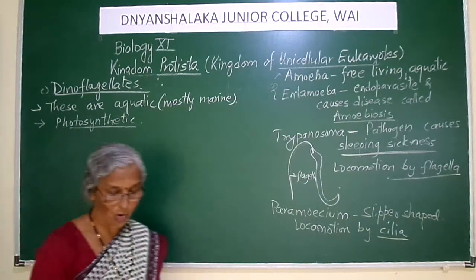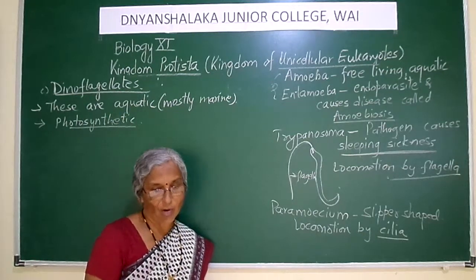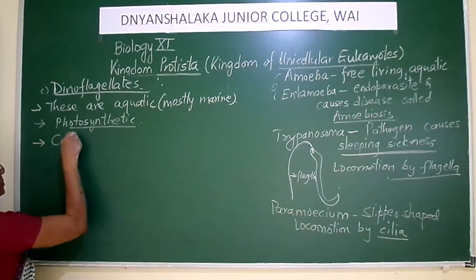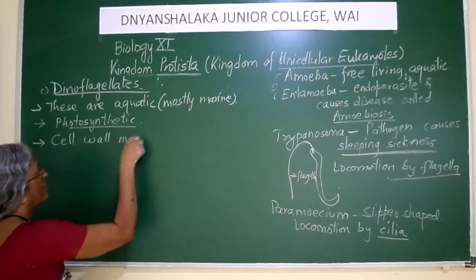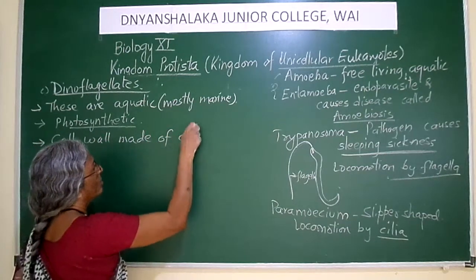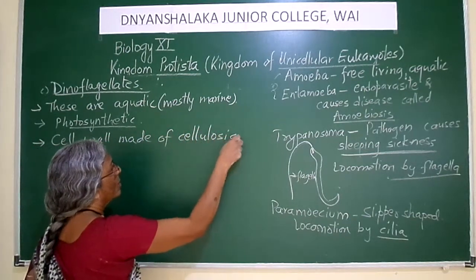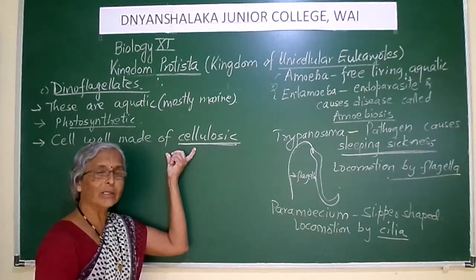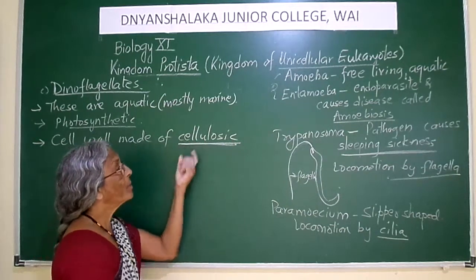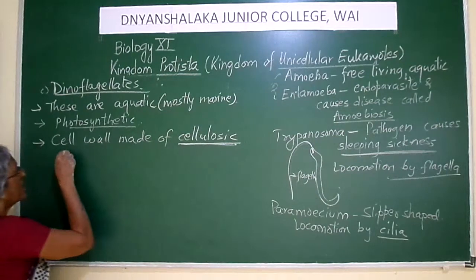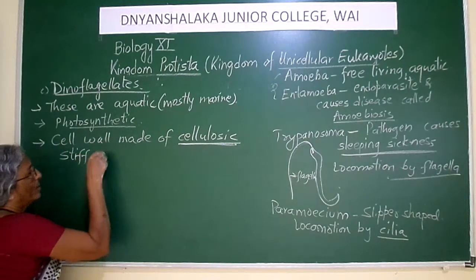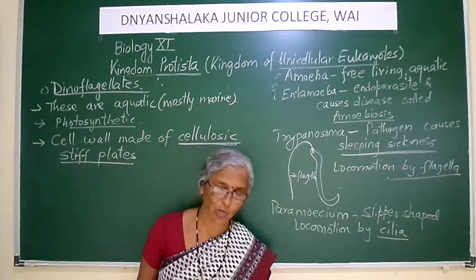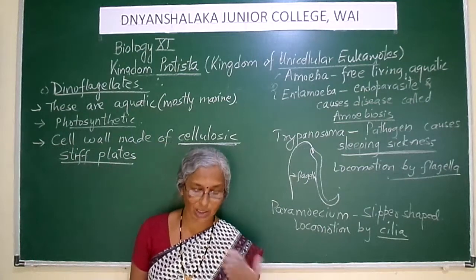How are these? Photosynthetic. Now their cell wall is made up of cellulosic stiff plates. Cellulose is a complex carbohydrate. So like the plants, their cell wall is made up of cellulose. It is in the form of cellulosic stiff plates. This cellulose is so deposited that it forms stiff, very hard plates. So cell wall is in the form of cellulosic stiff plates.